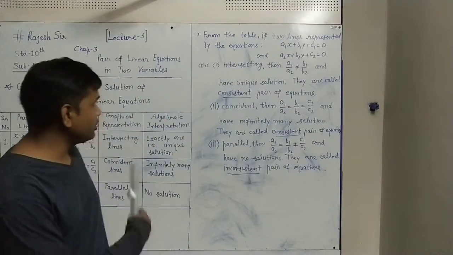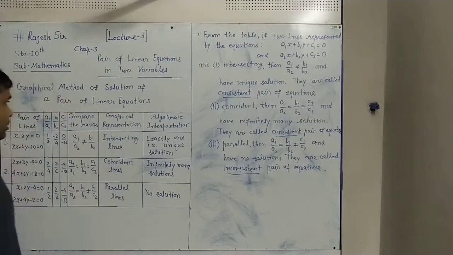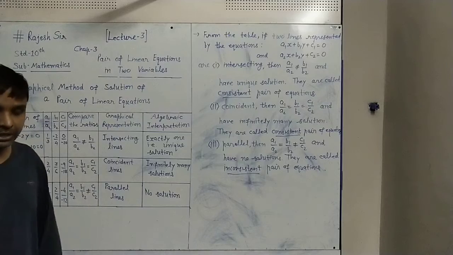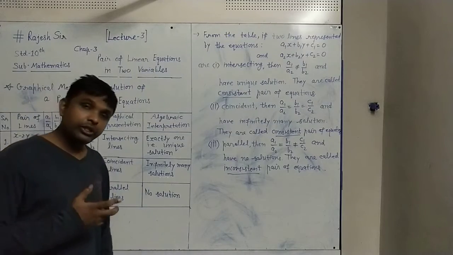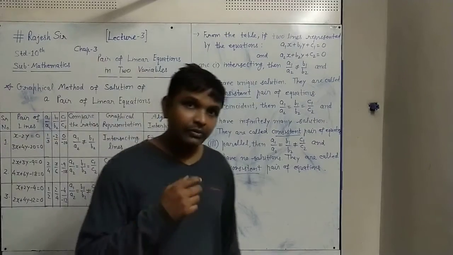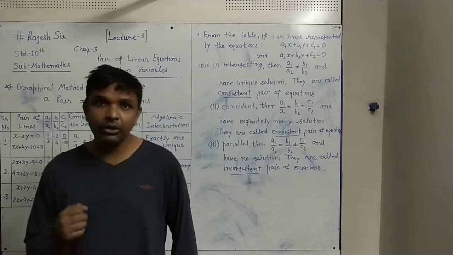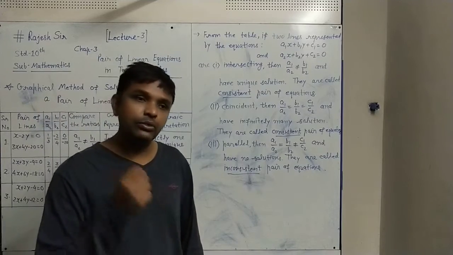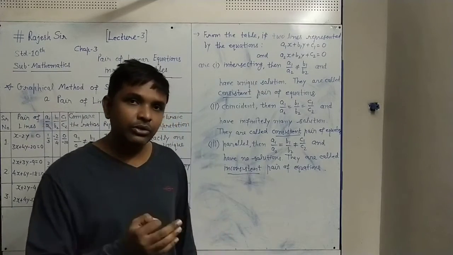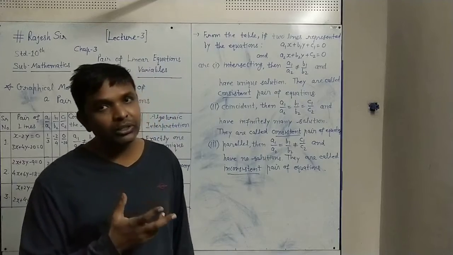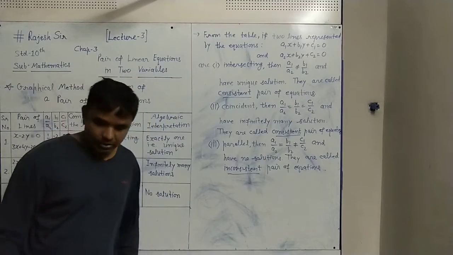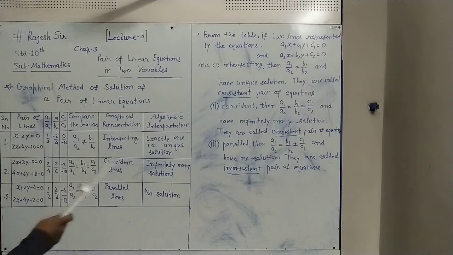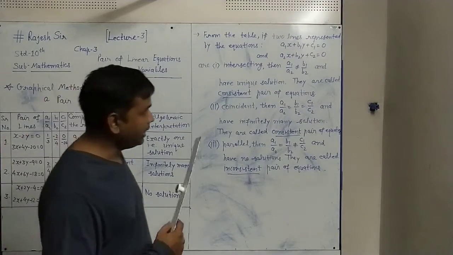So this type of information, related to the algebraic expression and graphical representation, and on the basis of that, how many solutions it will have, tells us which type of equation we can call consistent or inconsistent. When we say consistent, they have a solution, whether it is one or many. If they have no solution, they are inconsistent. Okay, so this way, from the table and the conclusion about the table, we have to write and understand the things.